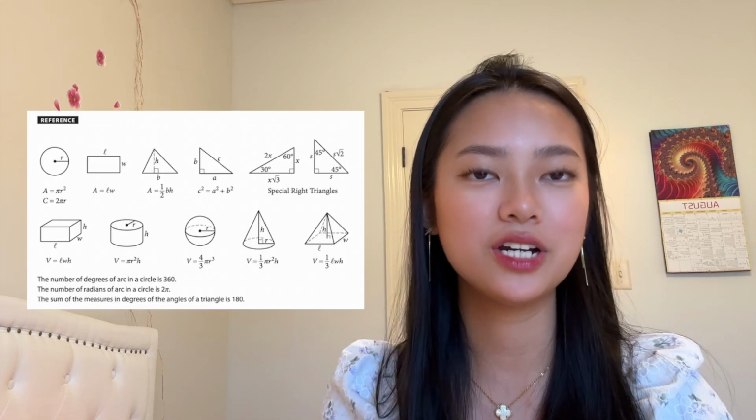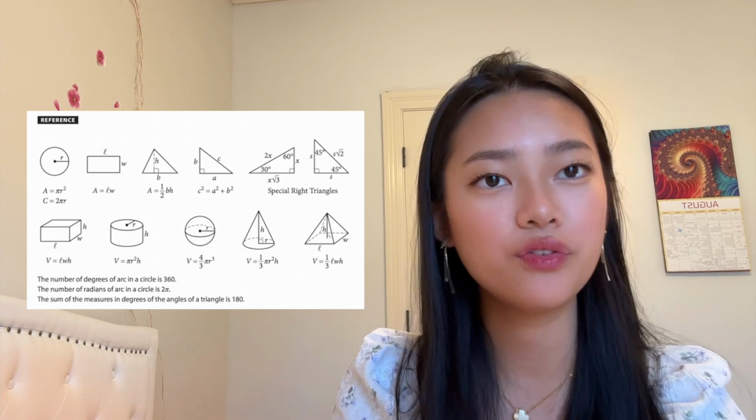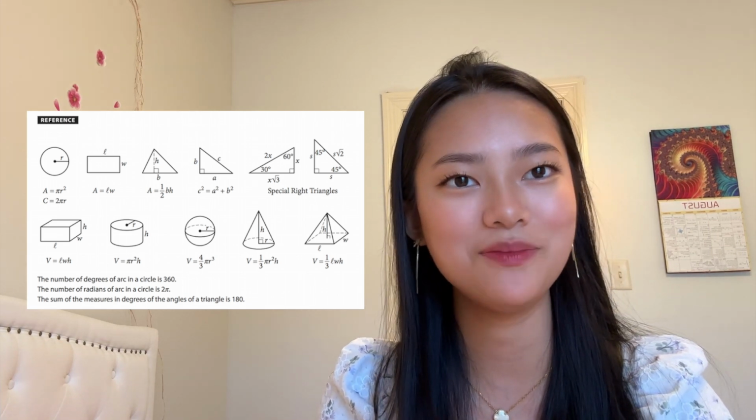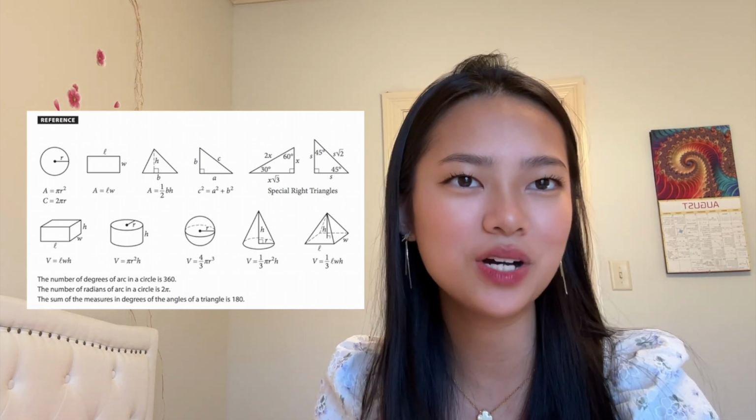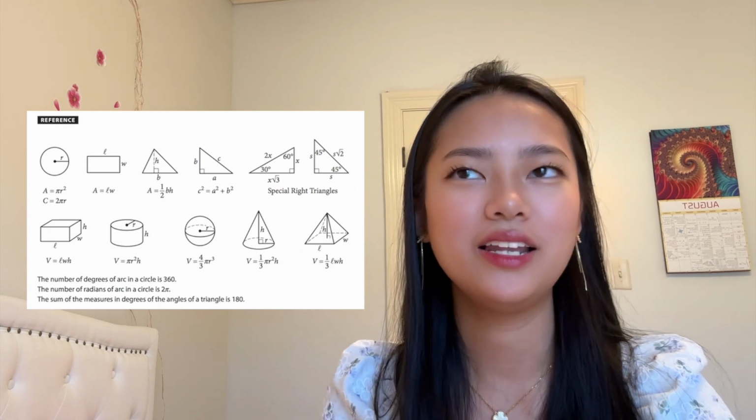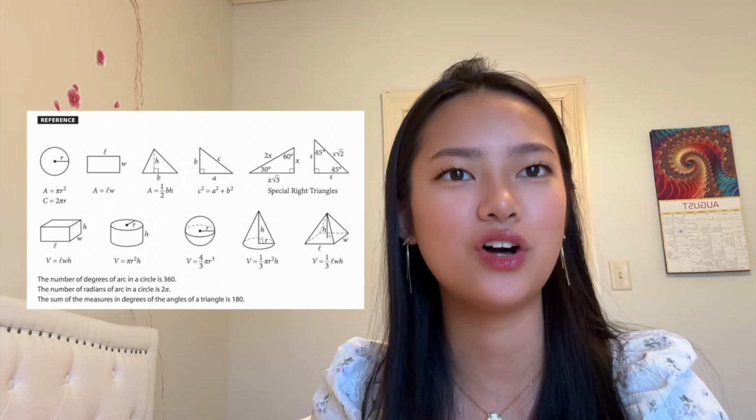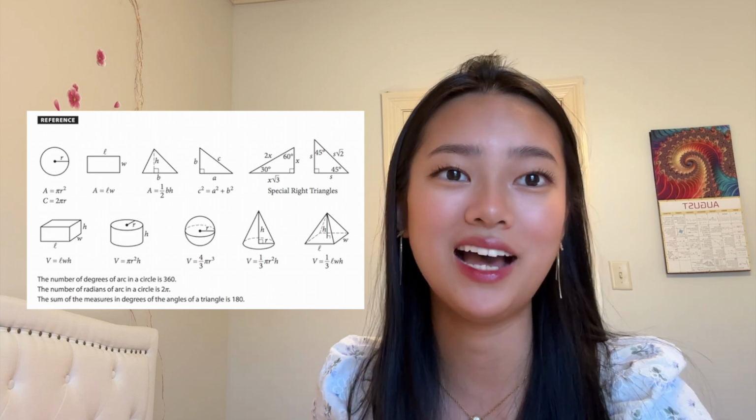Okay, now going on to the very last section, which is volumes and areas. So here's a picture of basically all the volumes and areas you need to know for the ACT math section. It is usually pretty basic ones. The harder ones they usually give you, like sometimes they give you how to find the volume of a cylinder, even though you should know that.